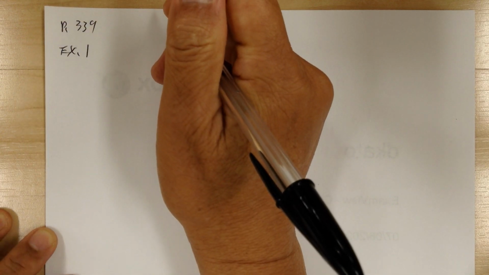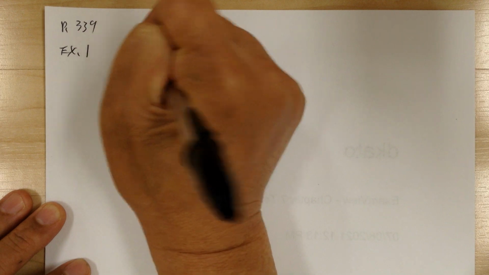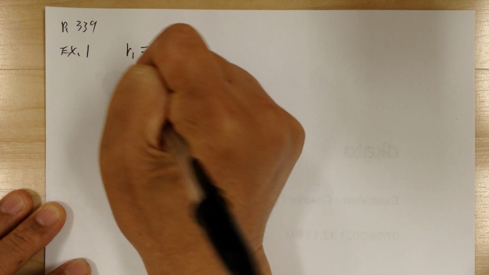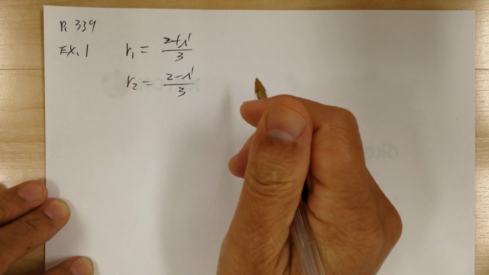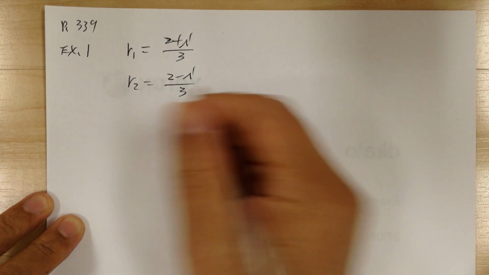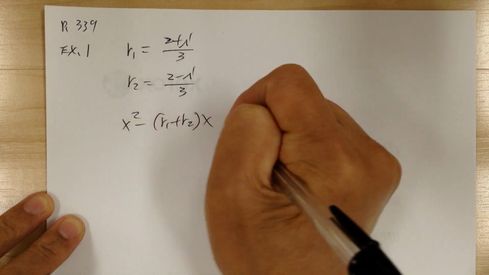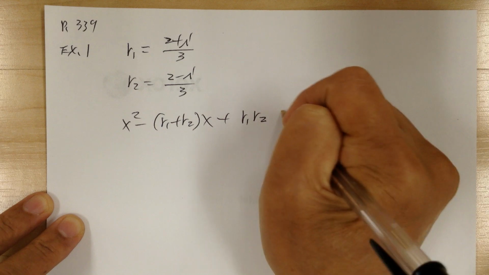Example 1, it says find the quadratic equation with the roots. So what you want to do is write down R1 equal to 2 plus i over 3, and R2 equal to 2 minus i over 3. First, you write down the formula right away. Okay? So you're going to have x squared minus (R1 plus R2) x plus R1 R2 equal to 0.